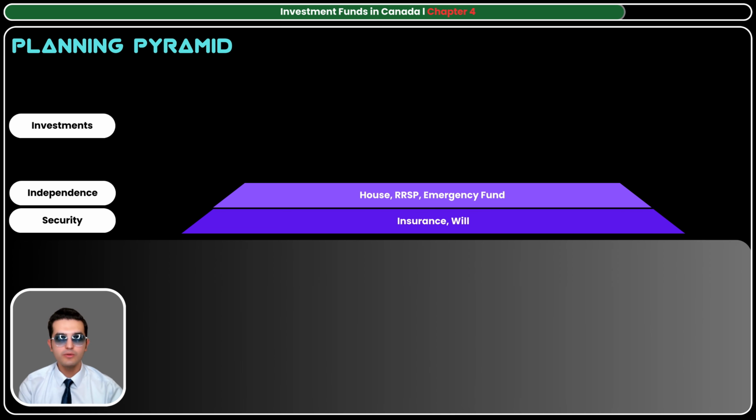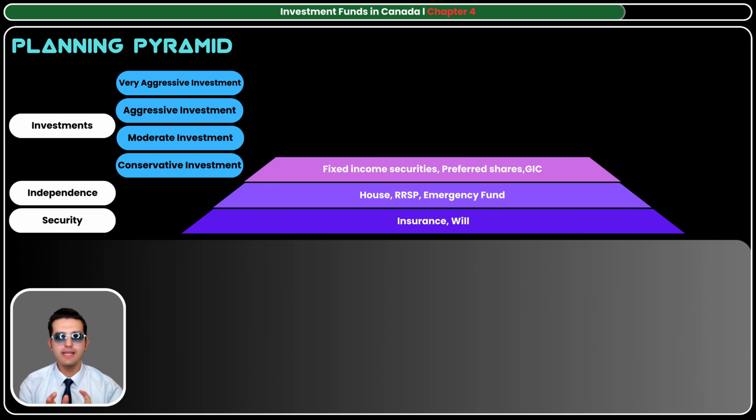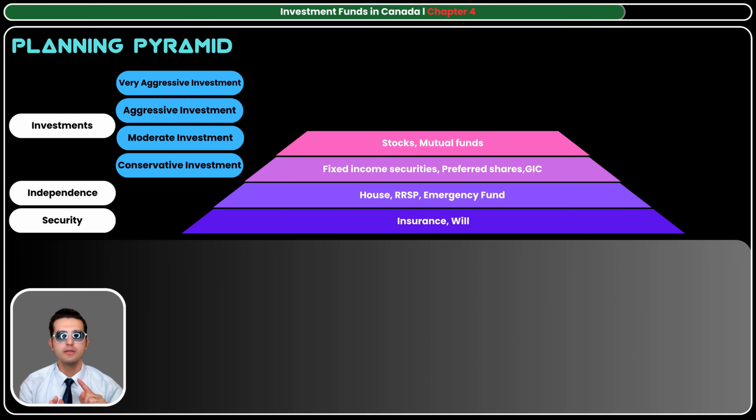And now we enter the third group, which is investments. That third group also has 4 subcomponents or subgroups, which are conservative investments, moderate investments, aggressive investments, and very aggressive investments. Conservative investments include fixed income securities, preferred shares, and GIC. Okay. Then we get into moderate investments, which are stocks and mutual funds.